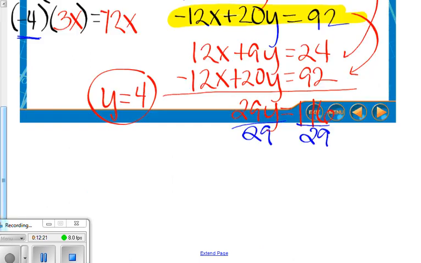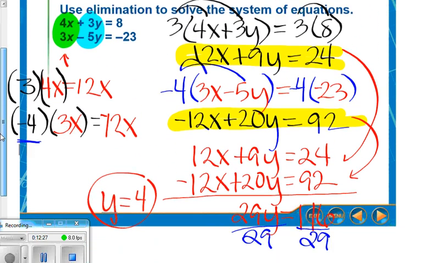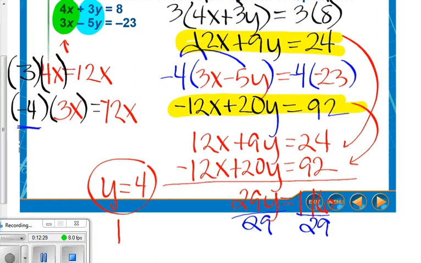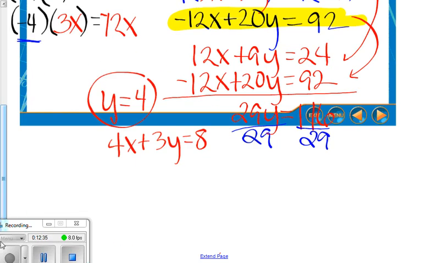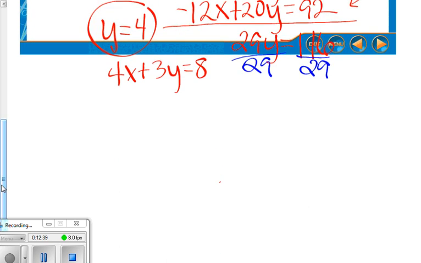So the next one. I'm going to pick one equation to put it in. Let's see, which one do I think looks easier? I'm going to choose the one that's all positive. So that's 4x plus 3y equals 8. This is one of my original equations, right? Okay, I'm trying to remember to talk loud. And I'm going to plug in.